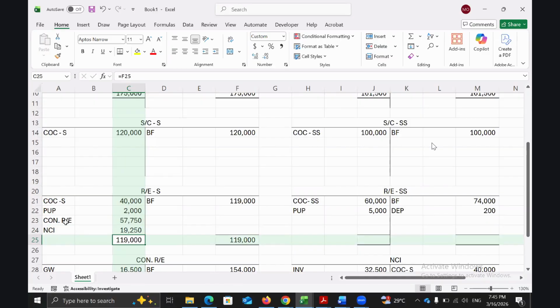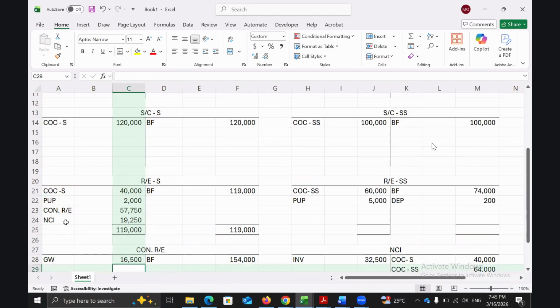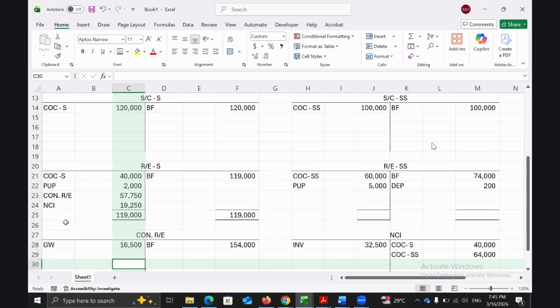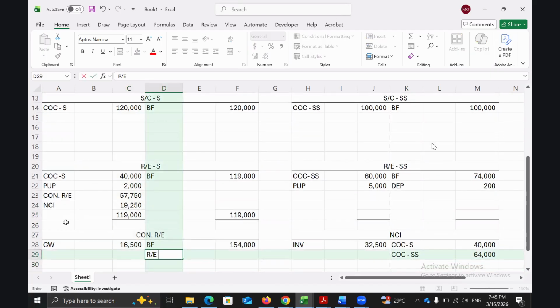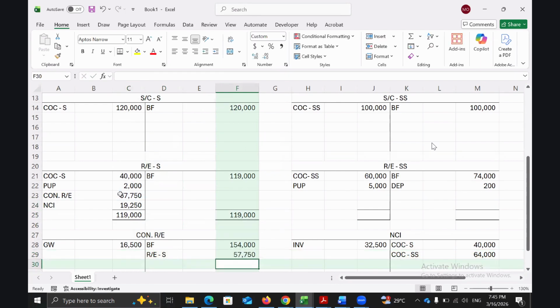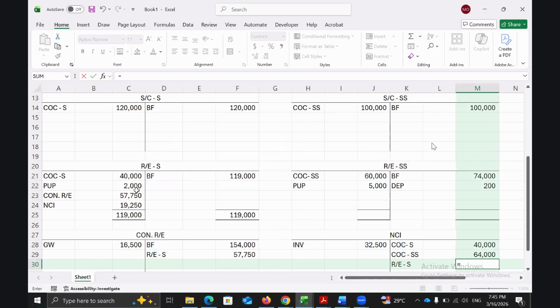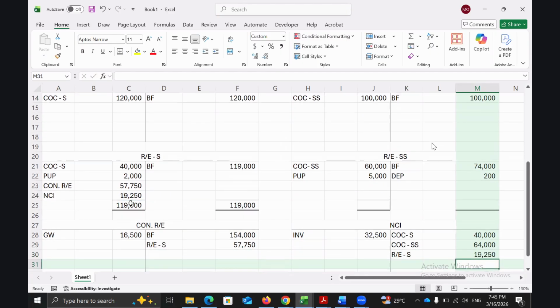Then to the consolidated retained earnings, from the retained earnings of S, 57,500. To the NCI, from the retained earnings of S, 10,250. Okay.